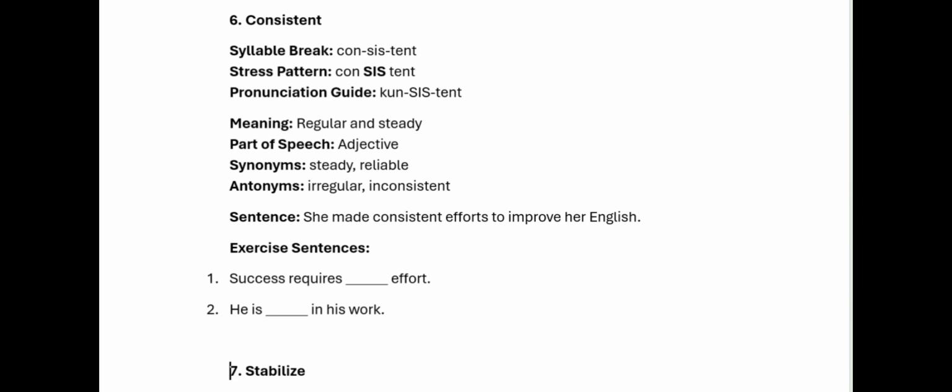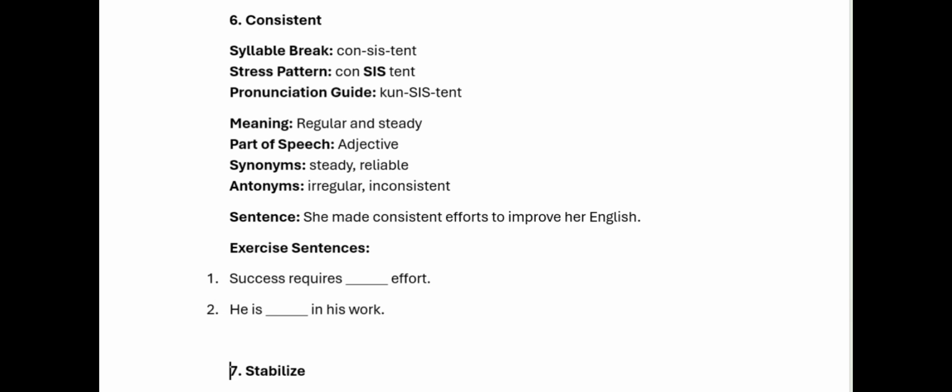Beautiful. The meaning of the word is something which is regular and constant, which is steady. Regular, constant, steady, continuous come under the category of consistent. The part of speech is adjective. Now we command our grammar. The adjective is always followed with a noun. Synonyms are steady and reliable. Another word can be dependable. Opposite words are irregular, something which is not constant, and inconsistent.